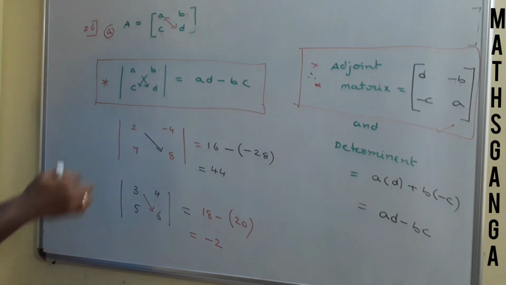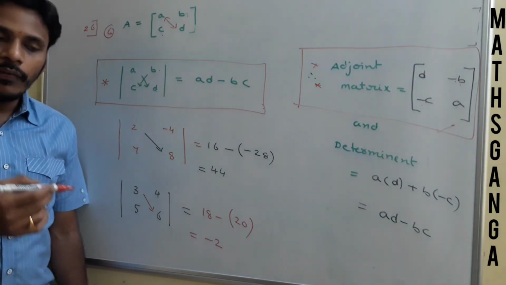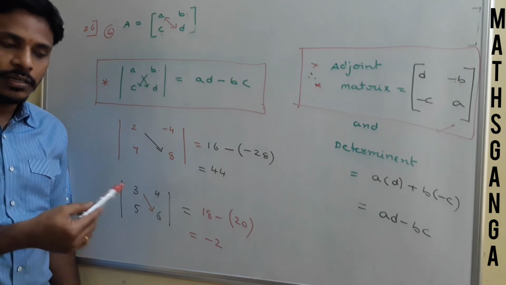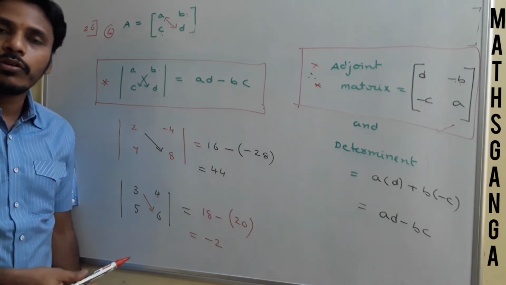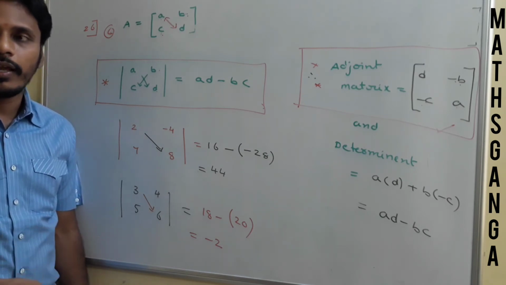After that, so this is 26C, right? And after that, in 27, I will take a 3 by 3 matrix and again make a table, and from the table I will write its adjoint as well as find its determinant. Just have a look.